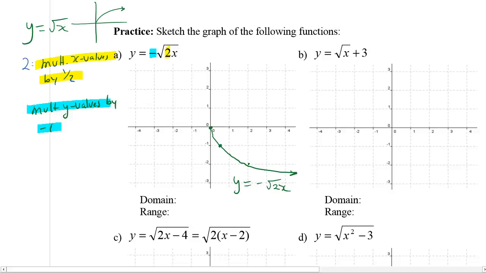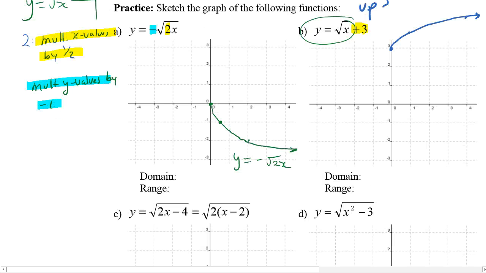Okay, so the second one here, we've got y is equal to the square root of x plus 3. And again, using that same idea of starting with y is equal to the square root of x, all we're doing with this piece here is going up 3. In other words, add 3 to all my y values. So instead of starting at 0, 0, I'm going to start at 0, 3, and then go up 1. This is not really a great graph for this. It goes all the way up there.